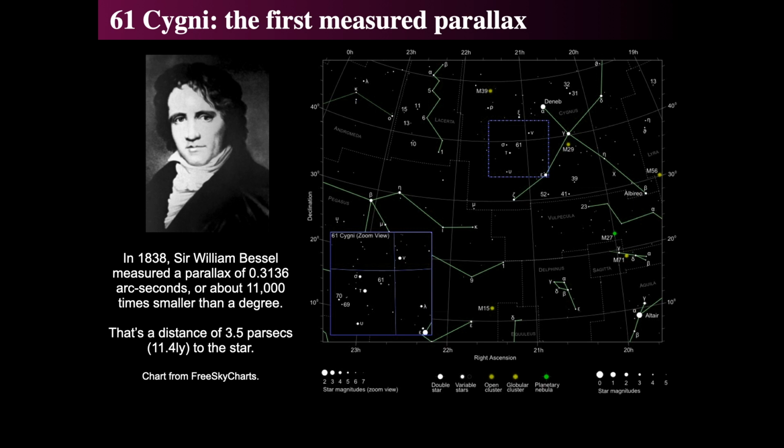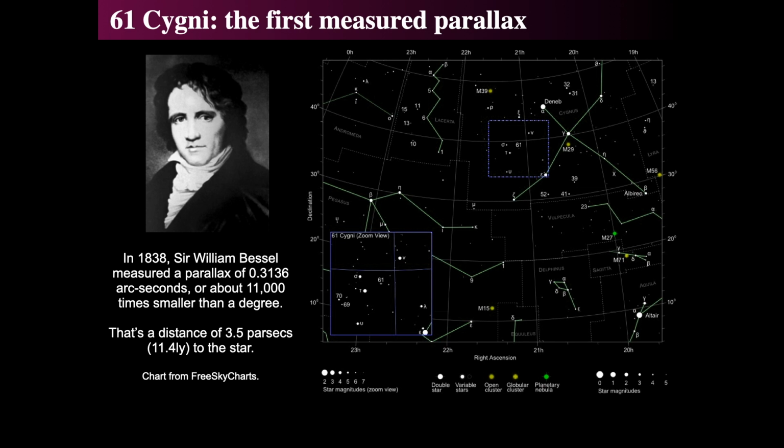So 61 Cygni was the first measured parallax, and that parallax was approximately 1/3 of an arcsecond. So now take 1/3000th of the width of your thumb held at arm's length and divide that into 3 parts. It's really a tiny, tiny thing. Now that means that the distance is about 3.5 parsecs. What's a parsec? Or 11.5 light years to that star.